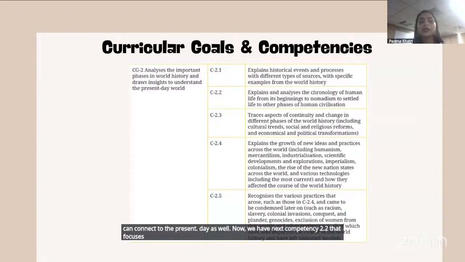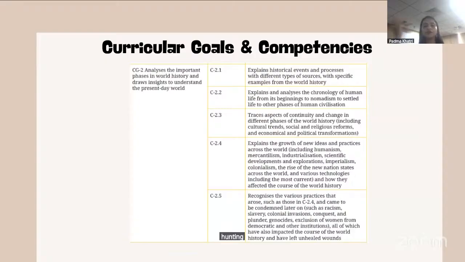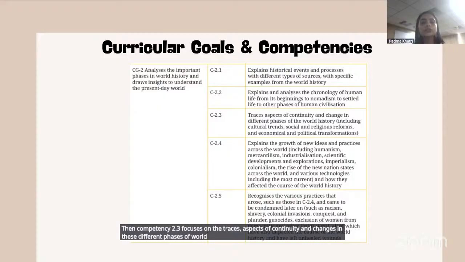Now we have the next competency, 2.2, that explains and analyzes the chronology of human life from its beginning to nomadism to settled life to other phases of human civilization. So here we are focusing on the hunting-gathering phase to human civilization. Then competency 2.3 traces aspects of continuity and change in these different phases of world history. That includes cultural trends, what all cultural changes were there, social and religious reform, and economic and political transformation.